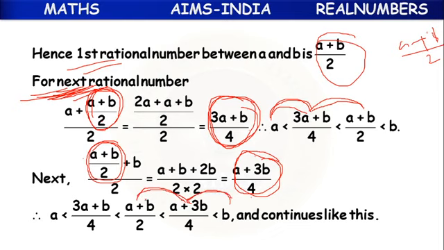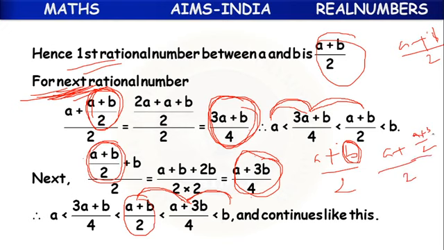So like that, if we add this number, actually for (a+b)/2, in the place of b, if we keep (a+b)/2, that is ((a+b)/2 + a)/2, then we will get a value which is greater than a and less than (a+b)/2, meaning between these two.